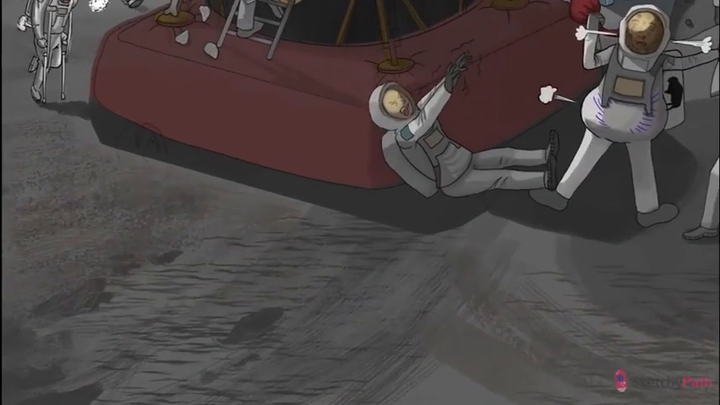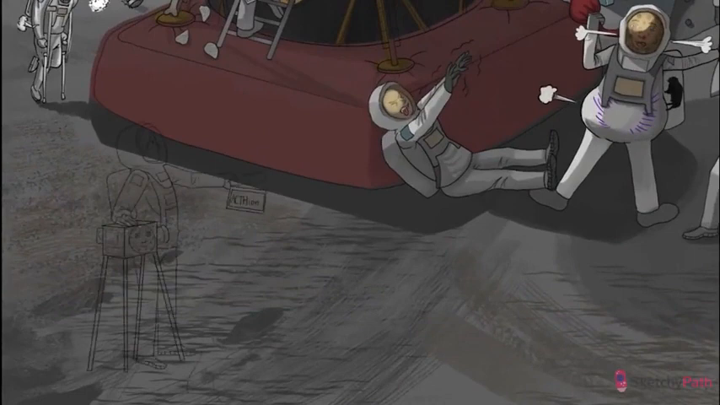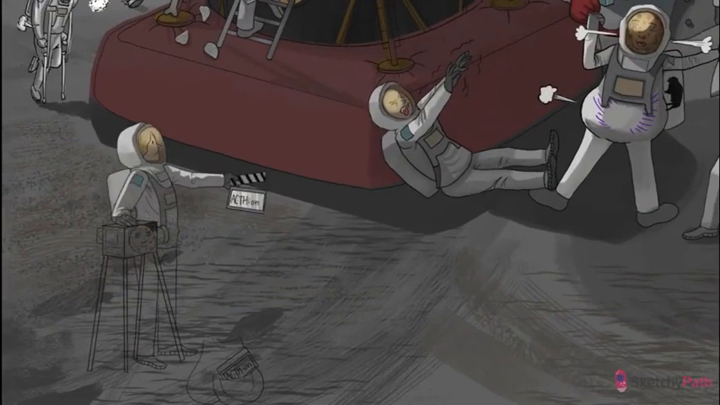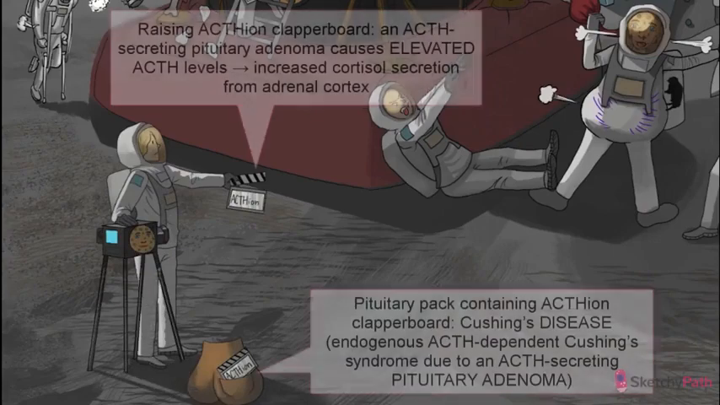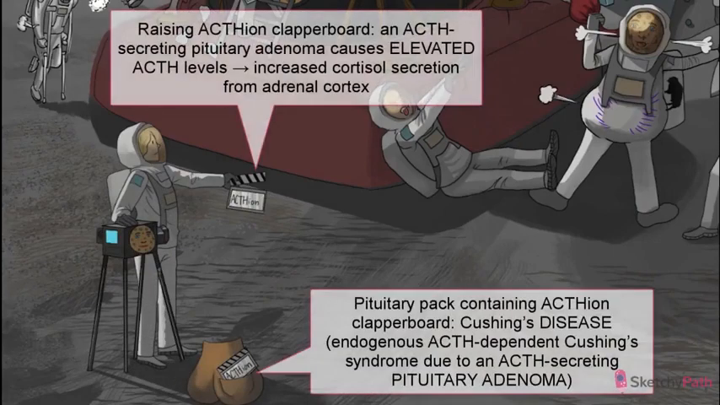Well, hold on to your space helmets, kids, because we're moving on to the causes of endogenous Cushing syndrome. The most common cause of endogenous Cushing syndrome is an ACTH-secreting pituitary adenoma, depicted here by that pituitary-shaped pack brought along by the film crew. Again, that action clapperboard is our recurring symbol for ACTH.